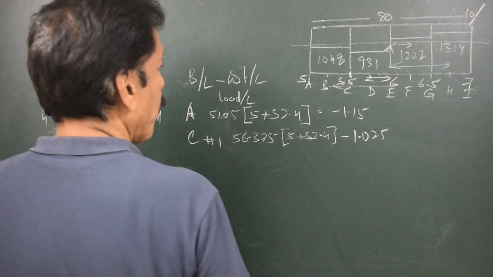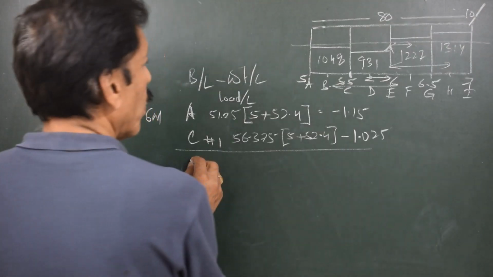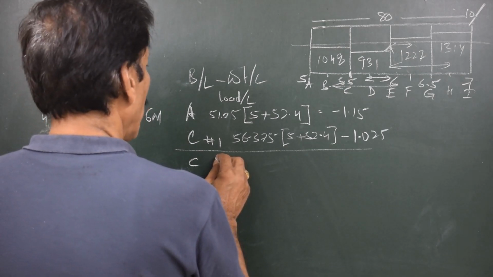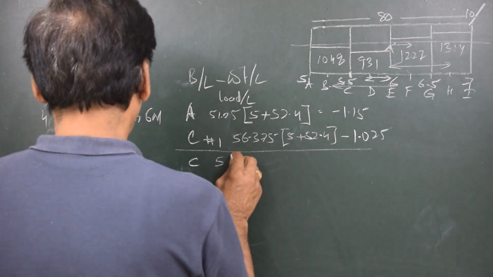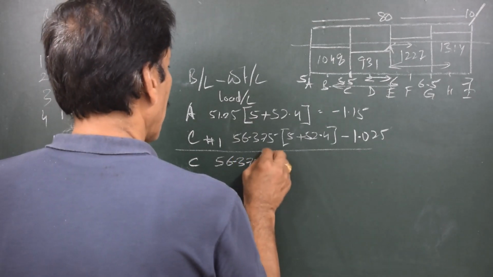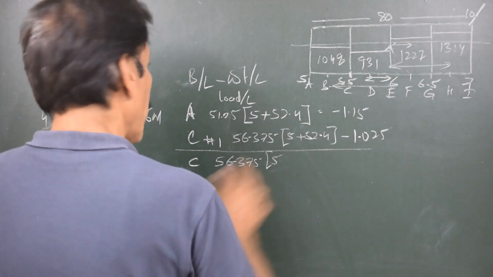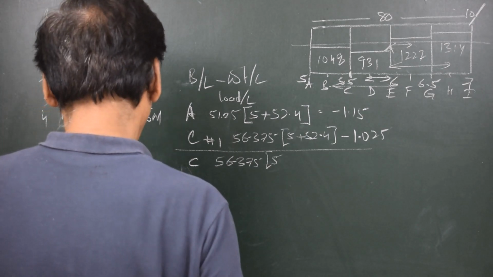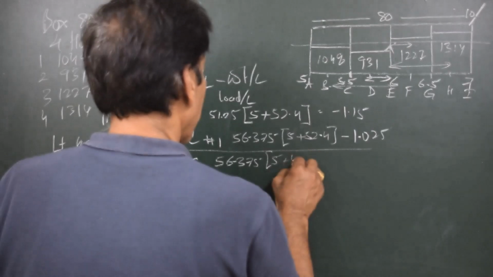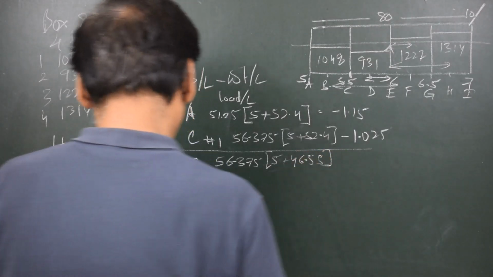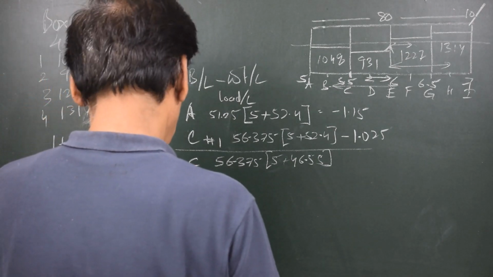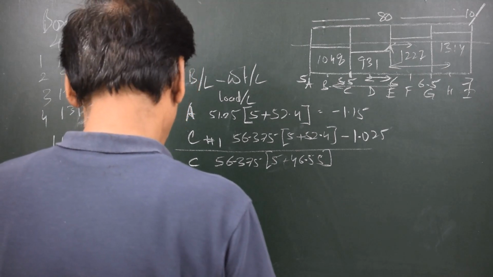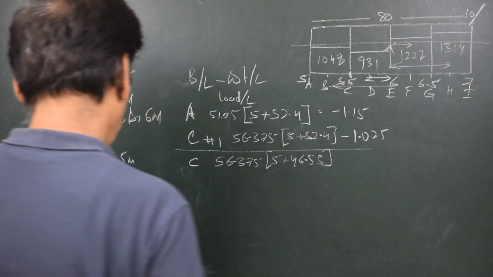Now let's go to the next hold, and for hold number 2 at position C, we have the buoyancy as 56.375, the light weight is 5, and the cargo in hold number 2 is 931 divided by 20, that is 46.55. So it will be 56.375 minus 51.55. That gives me 4.825.